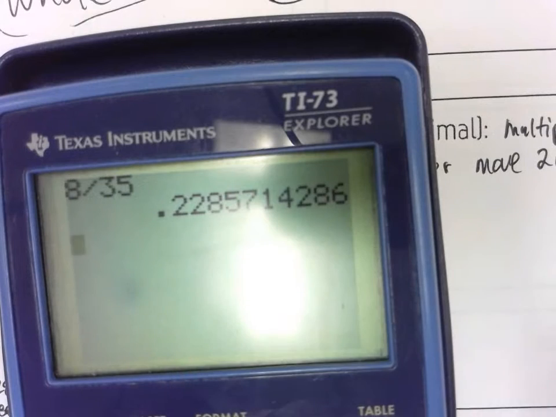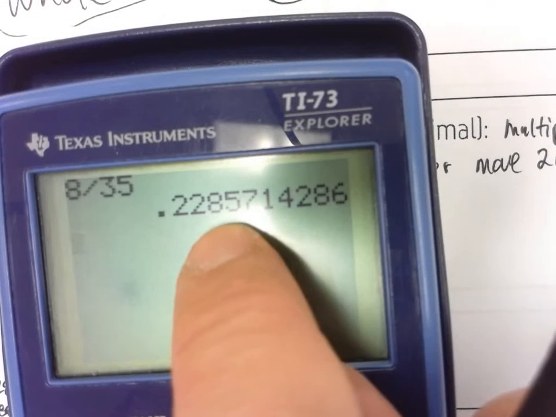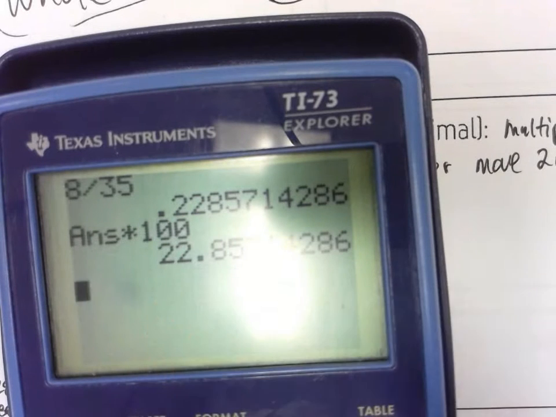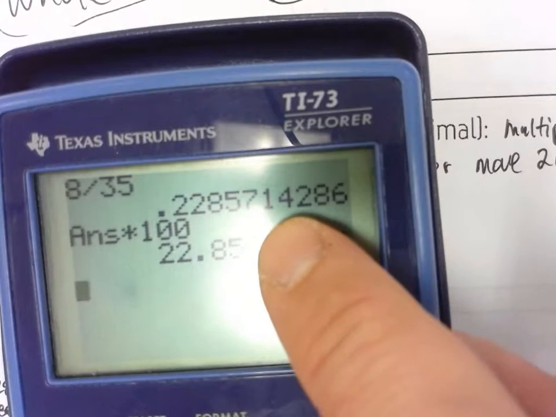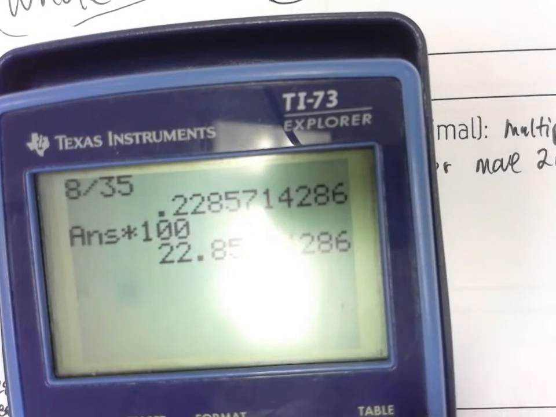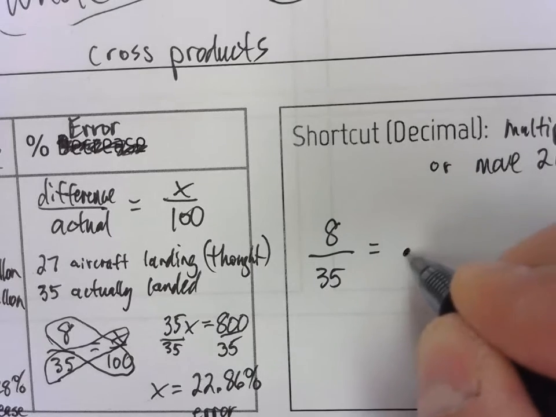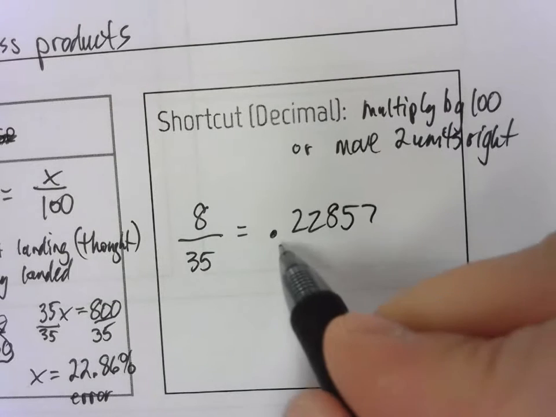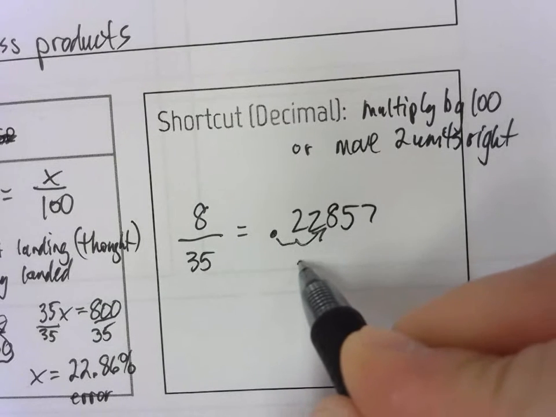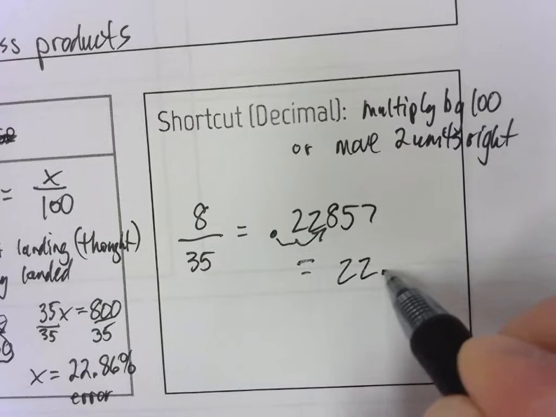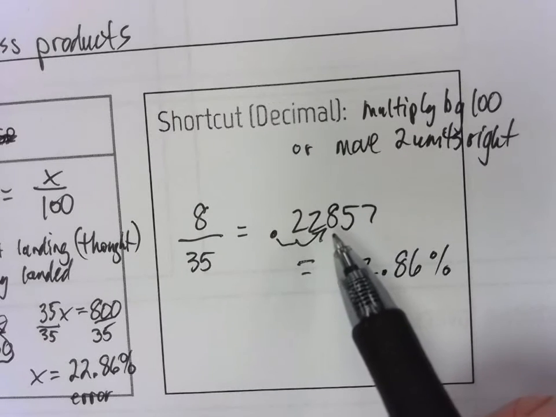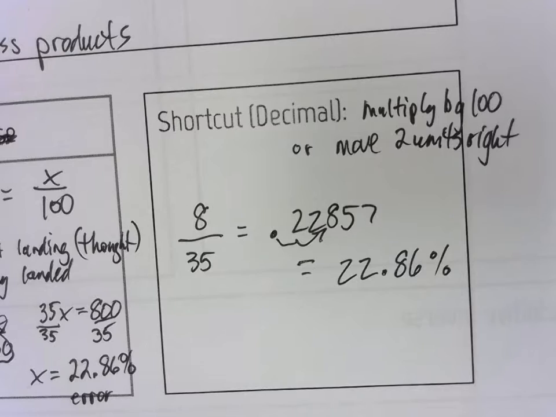So 8 divided by 35 gives you that. You can do one of two things. You can either just move the decimal over 2 units to the right, or you can multiply it by 100, which does the same thing. And you can see it comes up 22.857. Again, since there's a 7 there, we'd round that up to a 6, so it'd be 22.86%. It comes out 0.22857, and so on. So you can move the decimal over 2 units to the right, and that, of course, would be 22.86%. So there's your little shortcut. If you don't want to use the proportion method, you can use the decimal method. Either move it over 2 units to the right, or multiply by 100. It works the same either way.